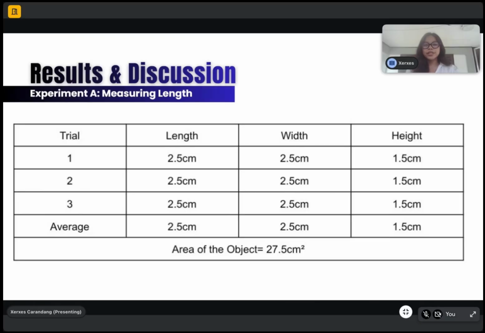For experiment A, which is measuring length, for this procedure, we measured a cuboid 3 times using a ruler or caliper, computed the length, width, and height of each dimension of the cuboid, and calculated surface area and volume. As you can see from the table, for trials 1, 2, and 3, it produced consistent results. For the length, it had 2.5 centimeters, for the width, 2.5 centimeters, and height, 1.5 centimeters, with an average of 2.5 centimeters for length, 2.5 centimeters for width, and 1.5 centimeters for height. The area of the object is 27.5 centimeters squared.